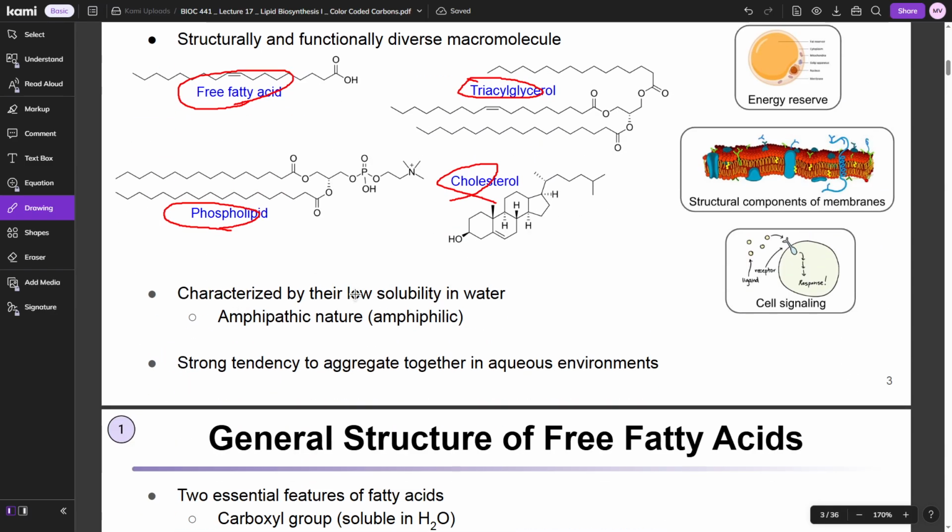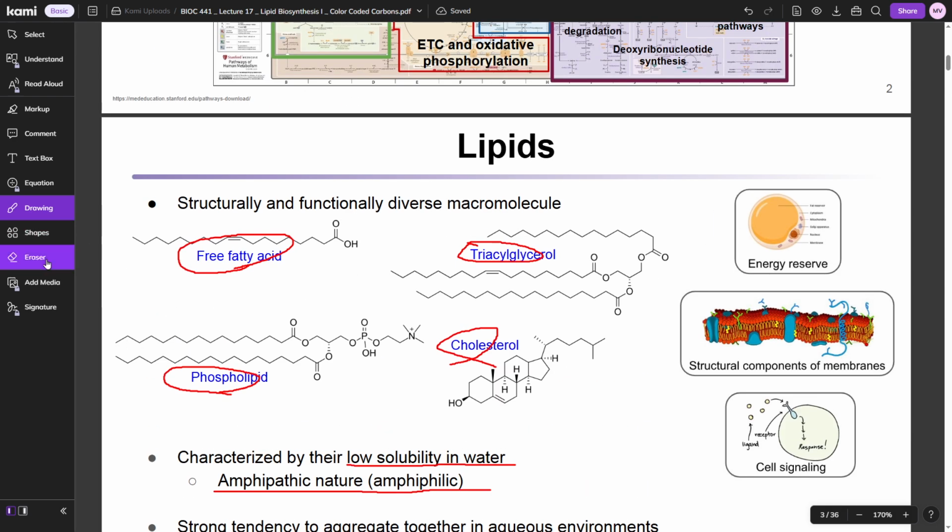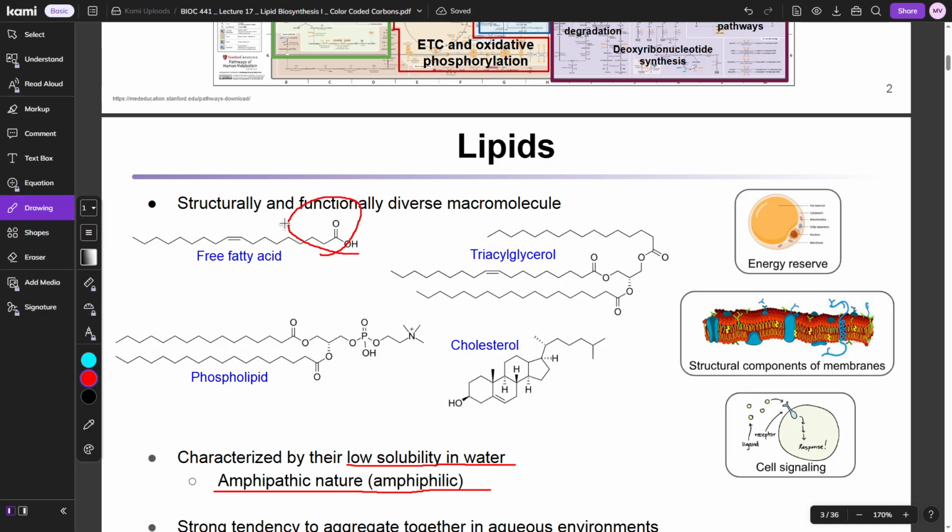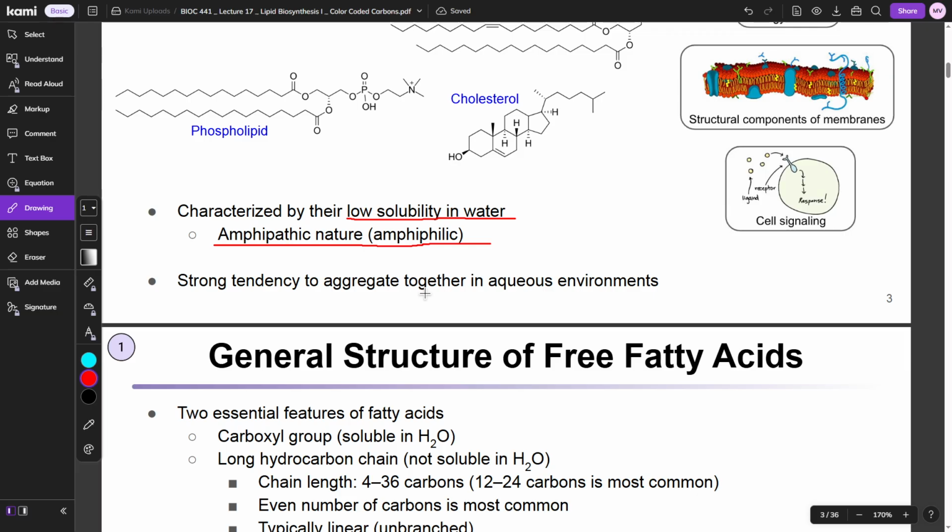Lipids generally are characterized by low solubility in water, and they have this amphipathic nature. When we talk about amphipathic, we're generally referring to where it's both hydrophilic and hydrophobic, in the sense that one side is hydrophilic and the other is hydrophobic. So with these kinds of tails, the big deal here is that this part is hydrophilic, but the rest of it is hydrophobic. So that's what I mean by amphipathic.